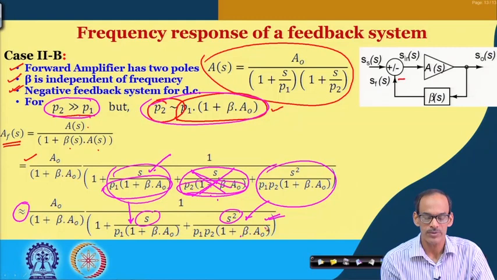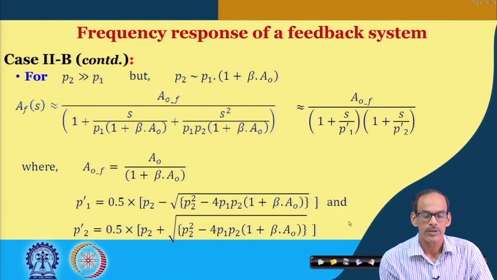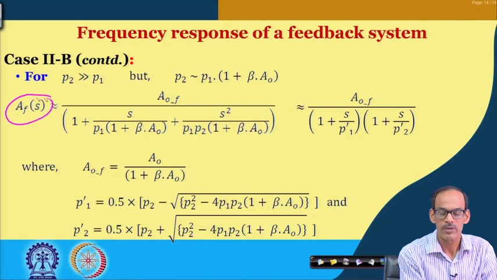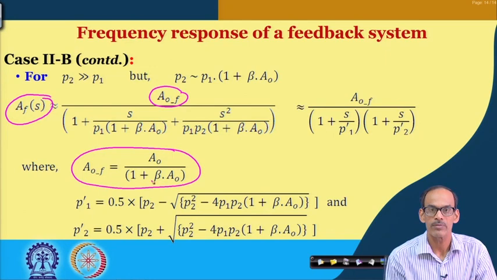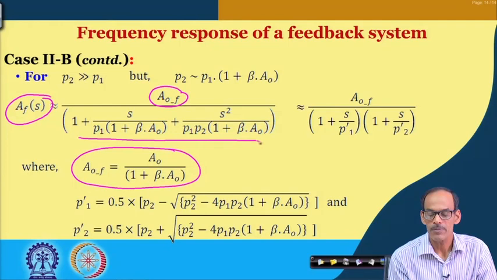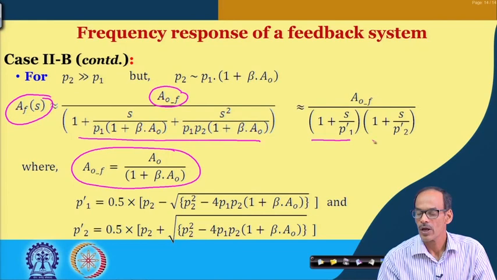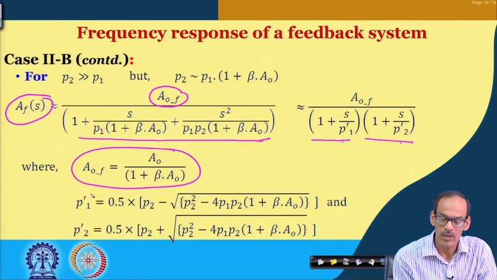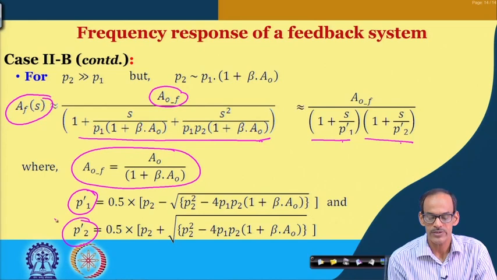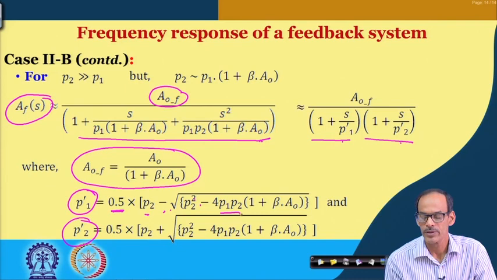So here we do have the expression of AF, it is having in the numerator A naught F, and A naught F is defined here as A naught divided by 1 plus beta into A naught. And then this part, if you see, based on this coefficient, we can write in this form. However, this P1 dashed and P2 dashed need not be real numbers. In fact, if you consider this second order equation and then write the corresponding roots, what you will be finding is that the location of the poles P1 dashed and P2 dashed is 1 by 2 multiplied by P2 minus square root of P2 square minus 4 P1 into P2 multiplied by 1 plus beta into A naught. So, this is one possible root.